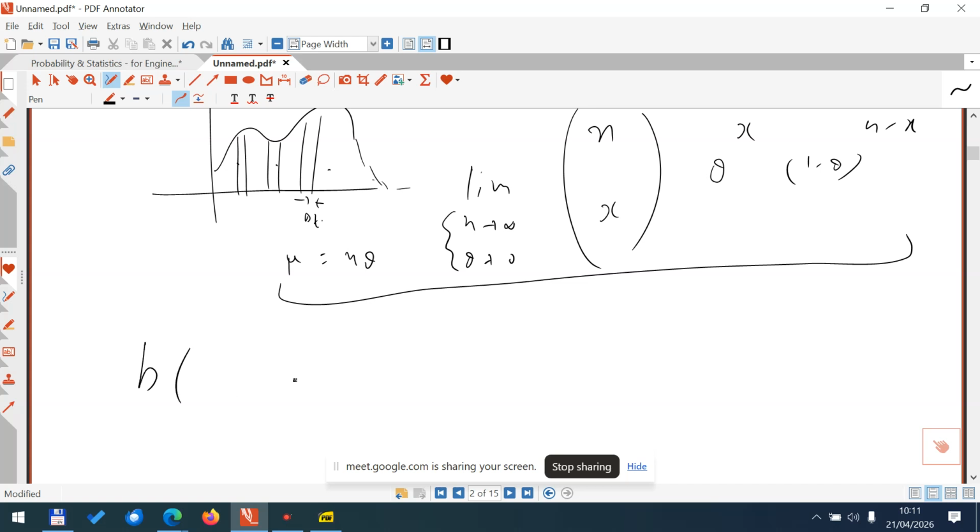the binomial distribution, has two parameters, n and theta. But if I apply these limits, then I have a new distribution, and that distribution will have just one parameter, mu, because n and theta disappear in these limits.